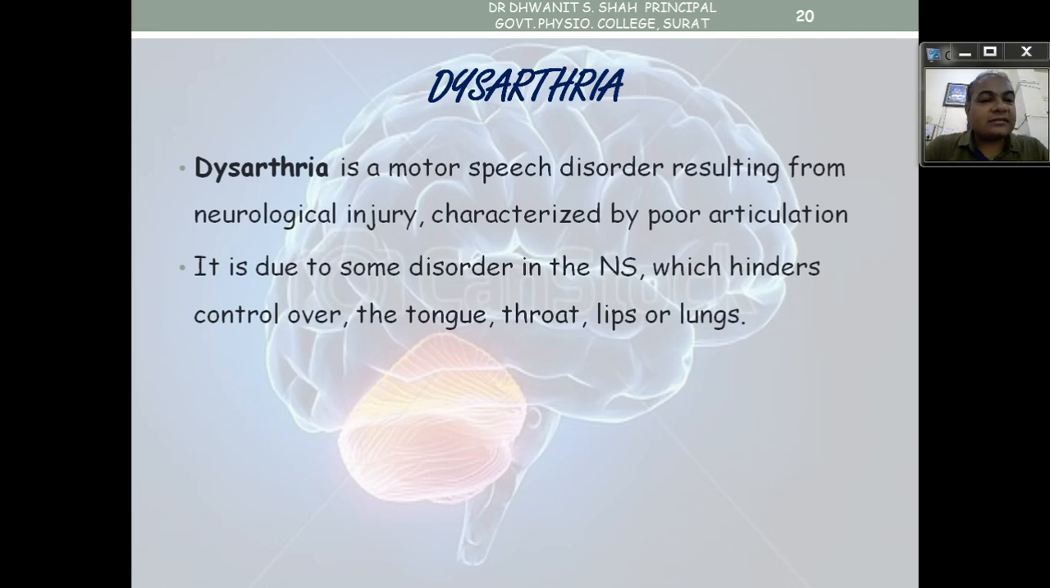Another thing we will find in cerebellar patients with cerebellar signs and symptoms: these are motor speech disorders resulting from neurologic injury, characterized by poor articulation. It is due to disorders in the nervous system which controls the tongue, throat, lips, and lungs. These are the normal articulation parts required when you produce any speech. We need coordinated movement of the tongue and of the lips, as well as the voice coming from the glottis to the throat, and very regular rapid coordination with the breathing when we speak.